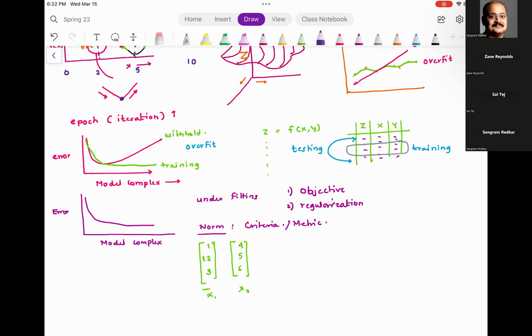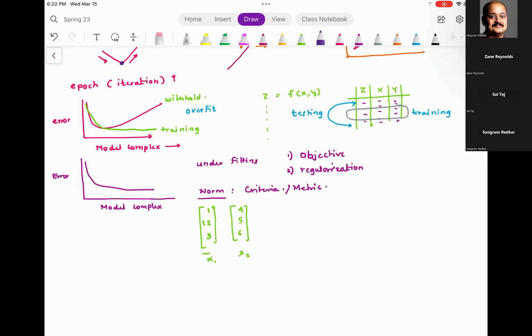So for an example, I can choose one type of norm: I would find the square of this number, square of this number, square of this number, and find the value. Then I would take 4 square plus 5 square plus 6 square and find these values and say this is A and I find this B. And if I say B is greater than A, then I would say vector x2 is greater than vector x1.